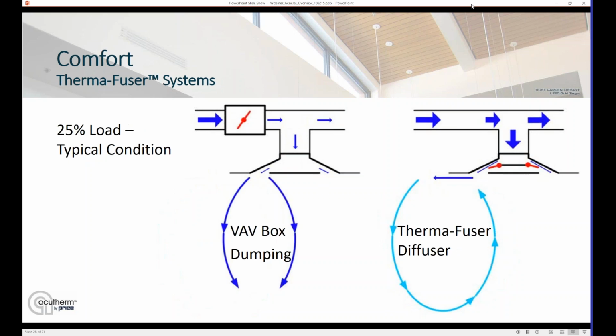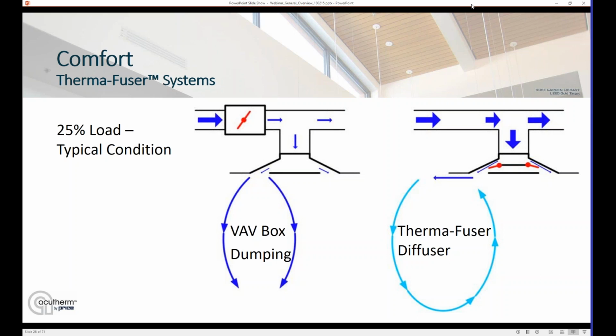But as we turn down the system in the VAV box type approach, by pinching off the air up in the ductwork and not changing the area of that diffuser, the velocity is lost, and now we've got dumping, which is your primary cause of comfort complaints in a VAV box system.